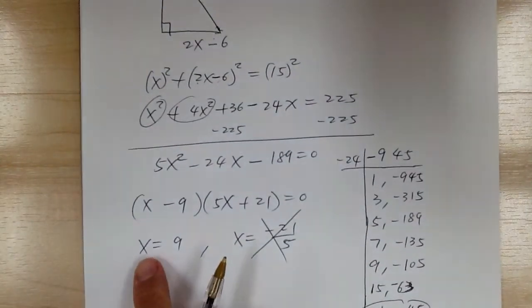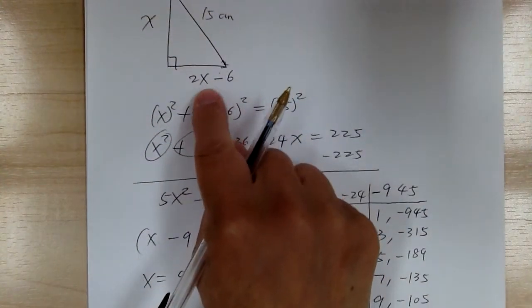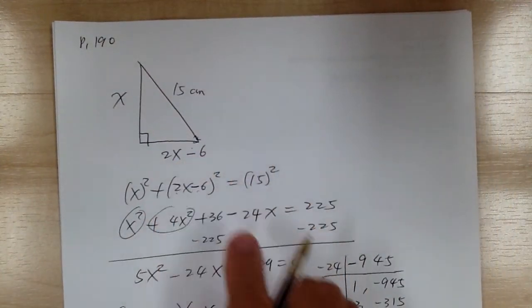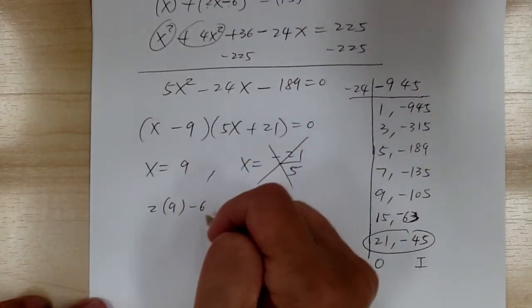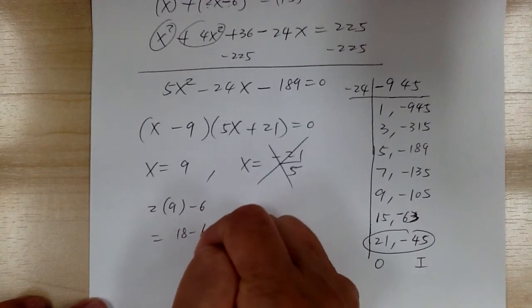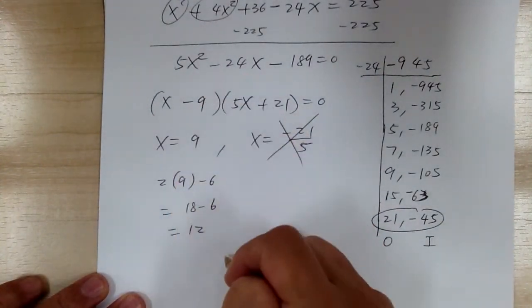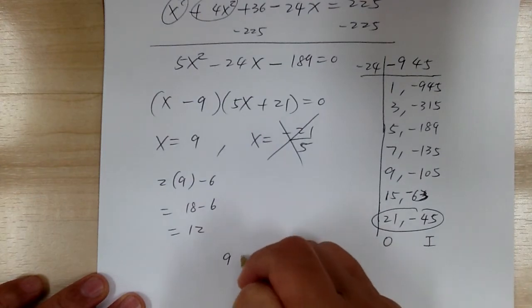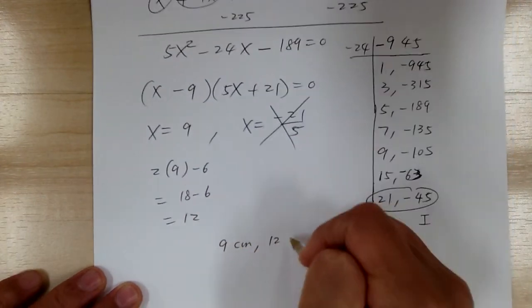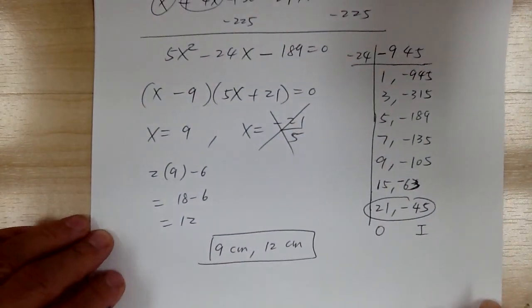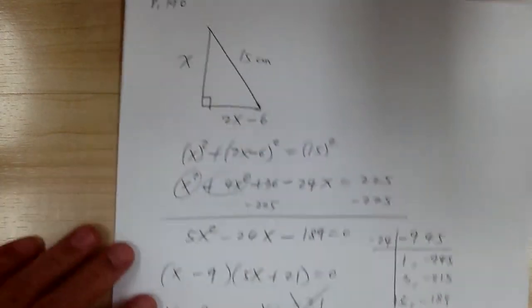Okay, so once you get x equal to 9, the other one would be 2 times 9 minus 6, right? So 6 less than twice the other will equal to 18 minus 6, so equal to 12. So the two legs would be 9 centimeters and 12 centimeters. And this is number 9.